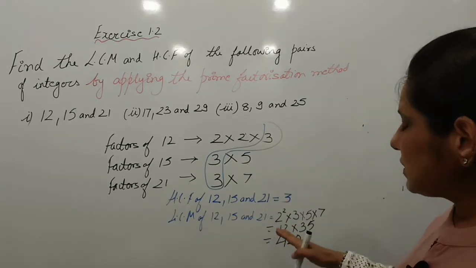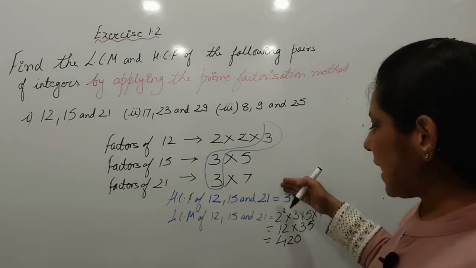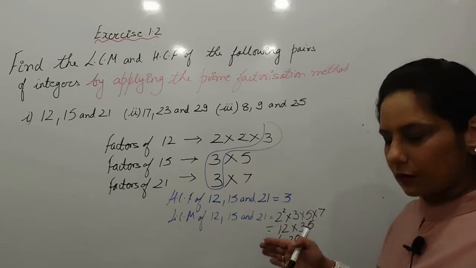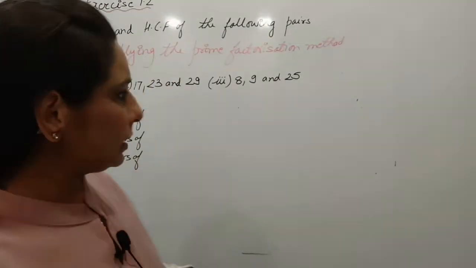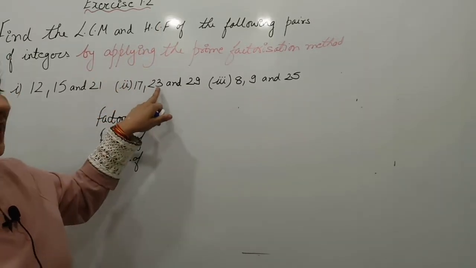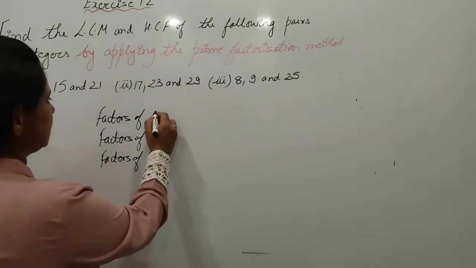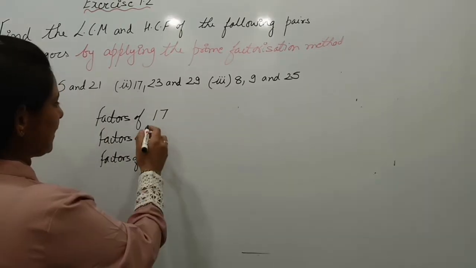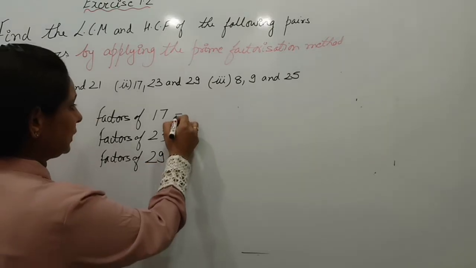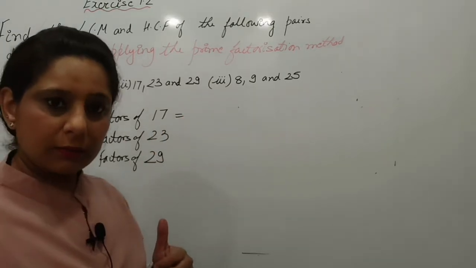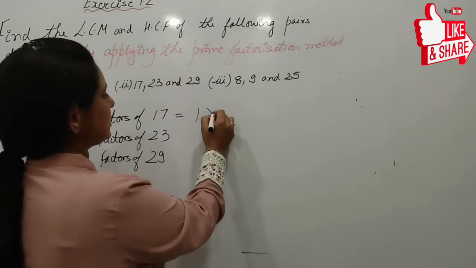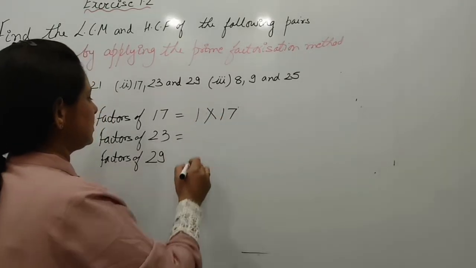So we were supposed to find the HCF and LCM of these 3 numbers, right? Now the second part is find the HCF and LCM of 17, 23 and 29. So factors of 17, factors of 23 and factors of 29. 17 के factors होते हैं? नहीं, 17 is itself a prime number. So obviously this is 1 into 17.